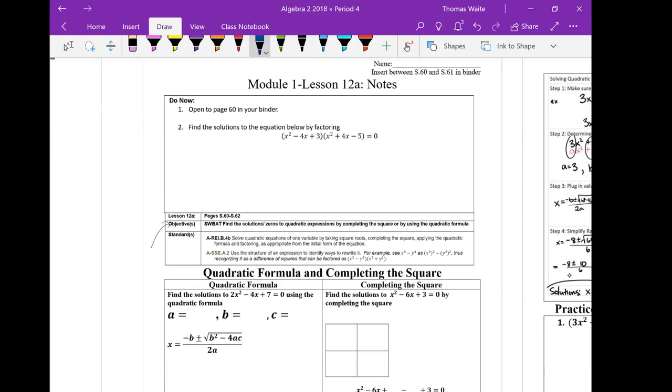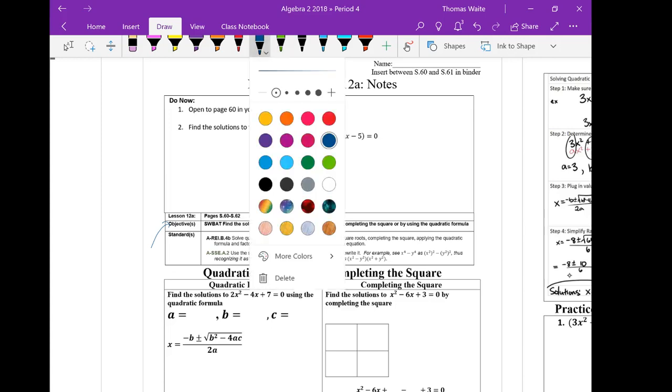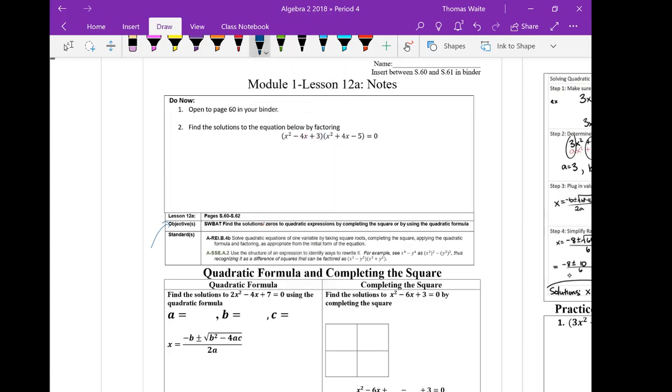First, we're going to review how we factored and how we solved quadratic equations so far in this unit, and then our objective for today is to be able to find zeros or solutions of our quadratic equations, so equations that look like ax squared plus bx plus c, by completing the square or by using the quadratic formula. Mostly we're going to focus on using the quadratic formula.